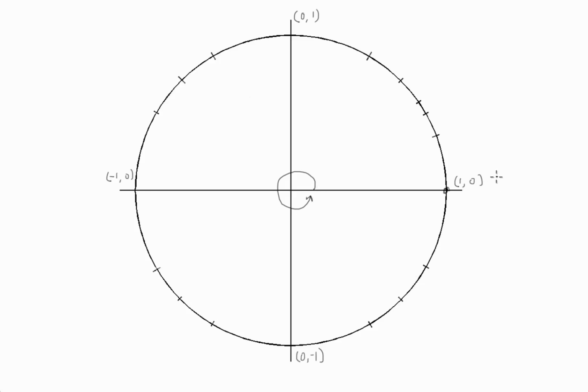So to start with, we're going to have 0 degrees, and we're also going to have 360 degrees. And alternatively, over here is 180 degrees, we've got 90 degrees, we've got 270 degrees, and those are our main points.